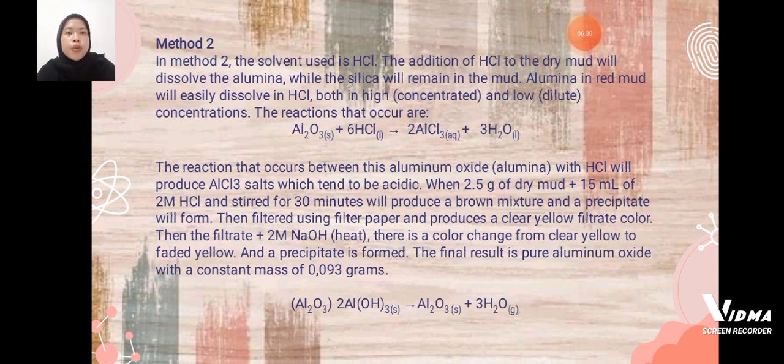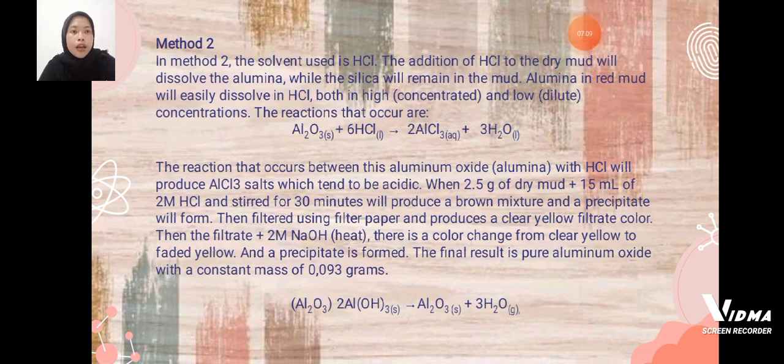Next, method 2. In method 2, the solvent used is HCl. The addition of HCl to the red mud will dissolve the alumina, while the silica will remain in the mud. Alumina in red mud will easily dissolve in HCl, in both high or concentrated and low or dilute concentration. The reaction that occurs is Al2O3 plus 6HCl become 2AlCl3 plus 3H2O.